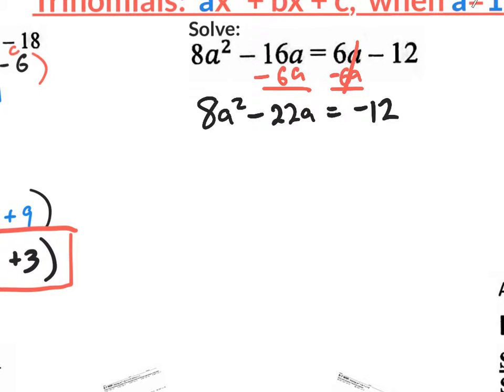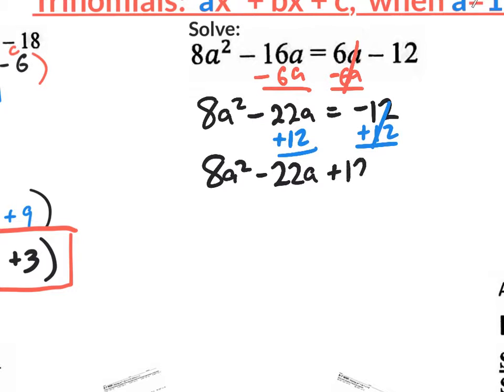I don't want a minus 12. I want to equal 0. Right? I don't want a negative 12. I want to equal 0. So how do I get rid of that negative 12? I add 12, the opposite. What I do to one side, I do to the other. Add 12 over here. Okay? I cannot really add 12, so I'm just going to rewrite everything. It's going to be a 8a squared. It's going to be a minus 22a with a plus 12 equals 0.